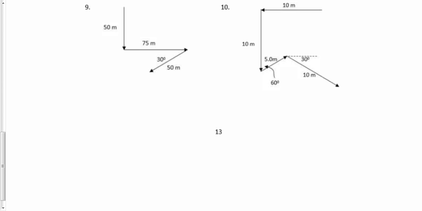What's the expression? Three words? Head to tail. These are all drawn head to tail, right? The head of the 50 next to the tail of the 75. The head of the 75 next to the tail of the 50. And we can see the same thing in question number 10. They're drawn correctly. What we're missing in both of these vector diagrams is a resultant vector.